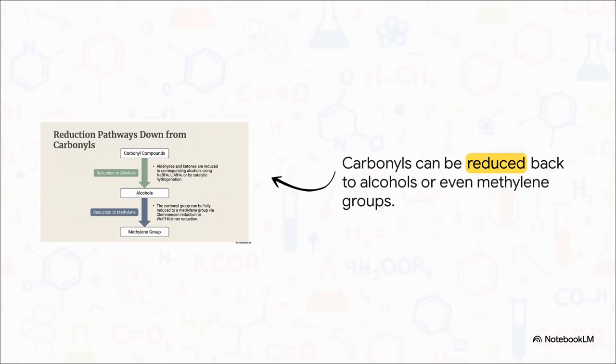So, besides adding things to the carbonyl, we can also go in the other direction through reduction. This is basically the reverse of the oxidation we used to make them in the first place. With reagents like sodium borohydride, we can reduce aldehydes and ketones back down to alcohols. And if we use even stronger stuff, we can strip that oxygen off entirely, reducing the carbonyl all the way down to a simple CH2 group.